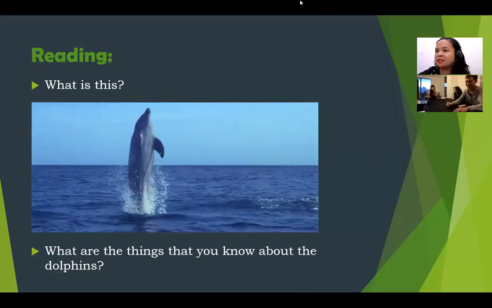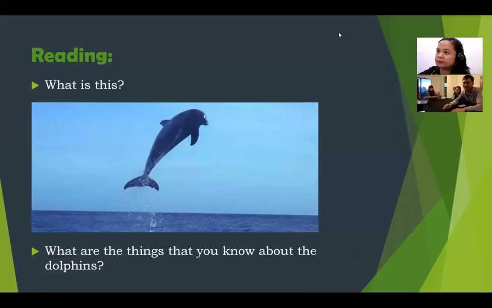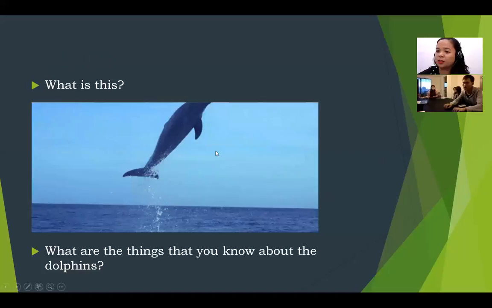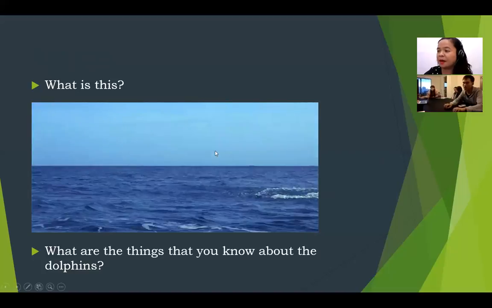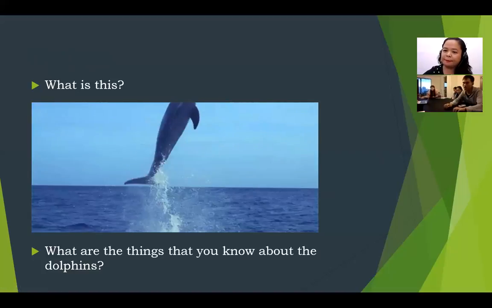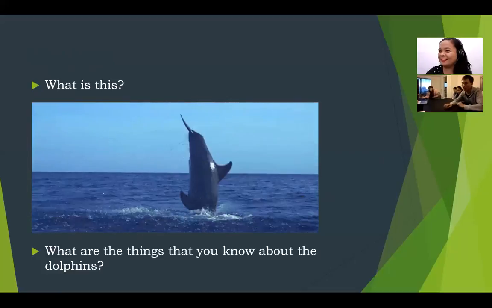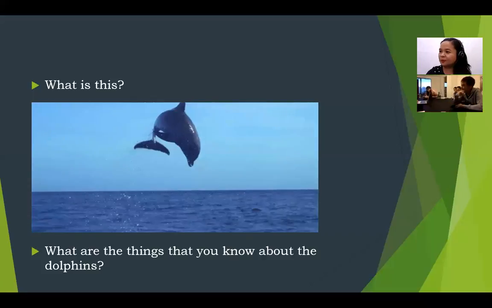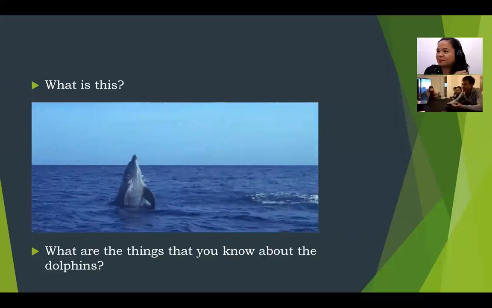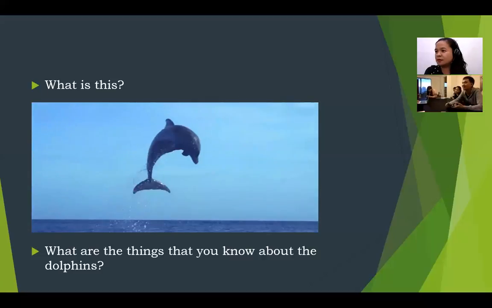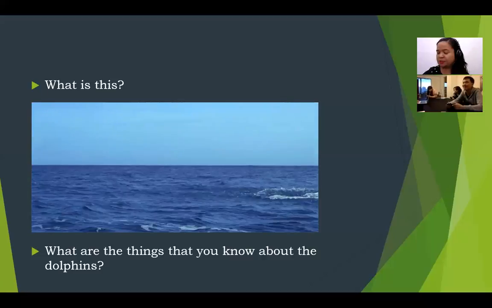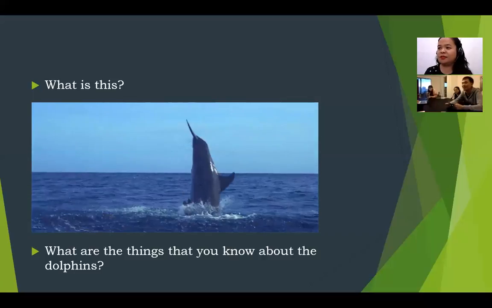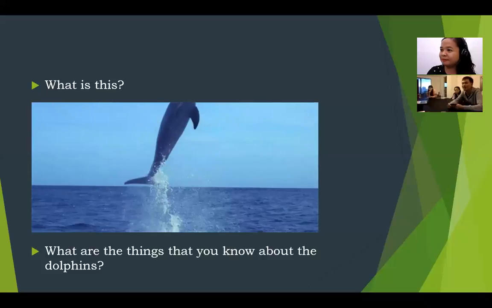Do you know Bill Gates? Bill Gates actually has an aquarium in his house and he has a pet dolphin. Wow, that's cool. Because Bill Gates is one of the richest people in the world, that's why he can buy a pet dolphin, I guess.